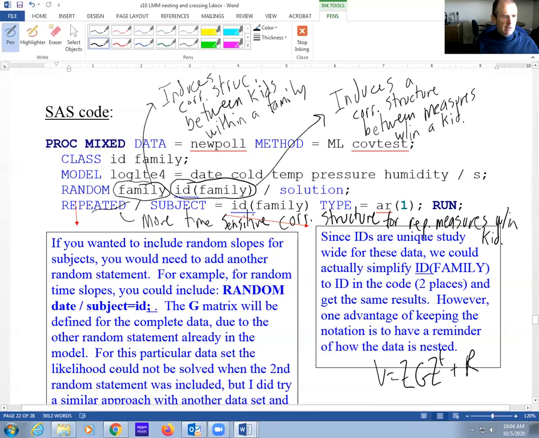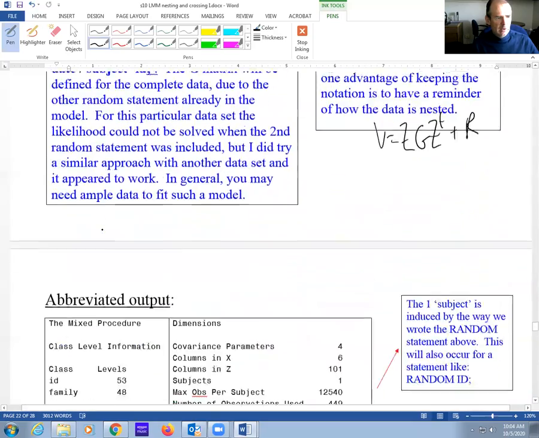So I had another comment here. If you wanted to add a random slope for kids, you can do that, but for now we'll consider this as probably complicated enough with the 3-level data, but something that you guys probably can understand. So we have a mixed model that has nested random effects. It also has a repeated statement in it.